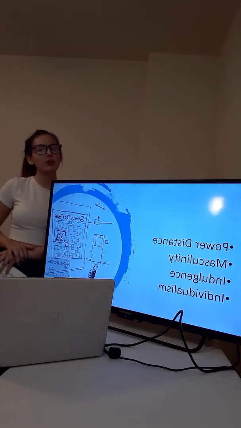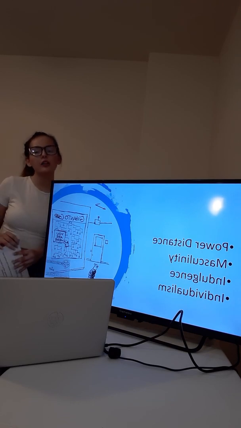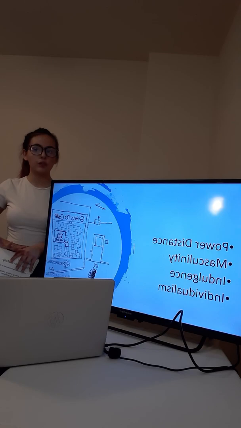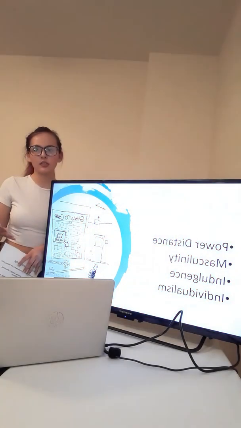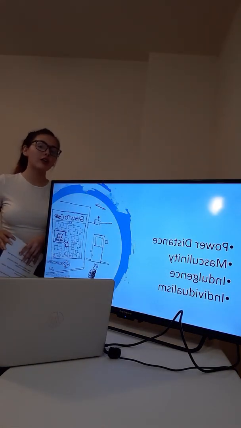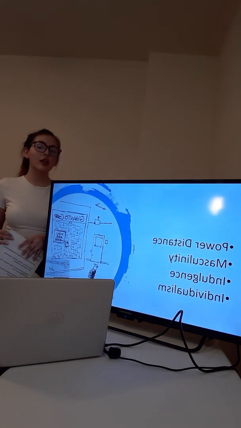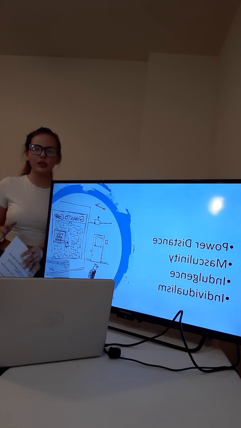Next dimension is masculinity. So basically this dimension talks about what values are considered more important in a culture. In masculine cultures, they go more for material rewards and something that will reflect your power and your status. You want big houses, fancy cars, because that shows that you have money, that you are powerful, and stuff like that. It's really competitive.